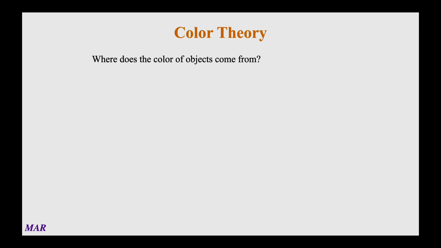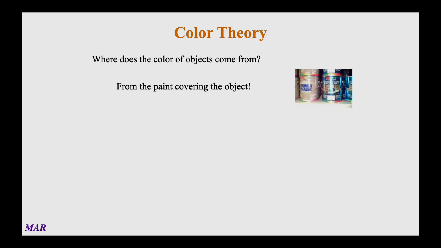Color is something that's really been important for me, and you may not have thought about it that deeply, which is totally fine. But maybe you're curious where the color of objects comes from. Why are some things blue and why are some things red? Well, most of the time it's from the paint covering the object. It's usually a type of coating that gives it its color. Sometimes some substances do have an innate color, but often it's from the paint.